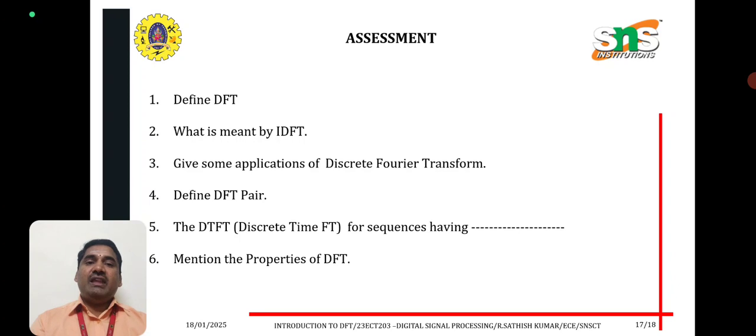The DTFT, discrete time Fourier transform, is for sequences having infinite duration. Mention the properties of DFT. Properties: linearity property, time shifting property, time scaling property, frequency shifting property, conjugation property, convolution property.